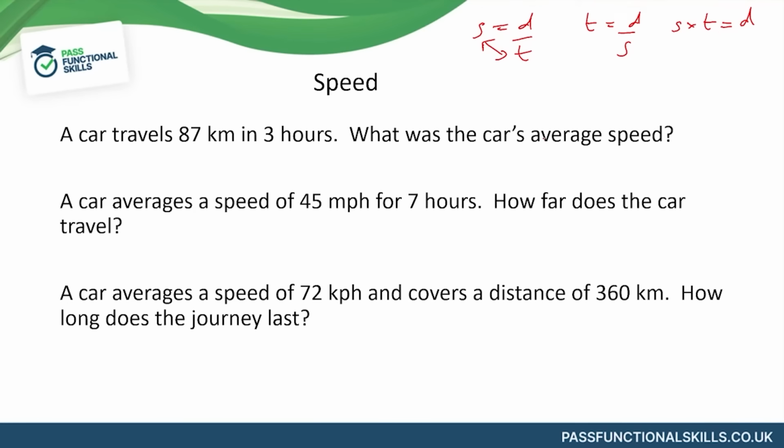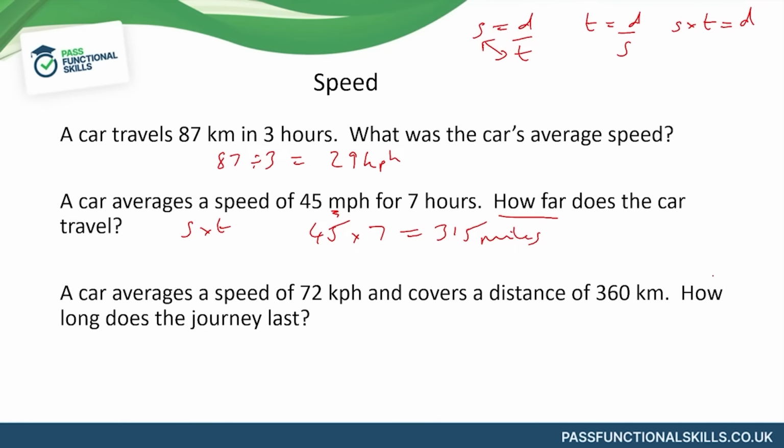Okay, so what's the car's average speed? Well, speed is the distance divided by time. So that's 87 kilometers divided by 3 hours, and 87 divided by 3 is 29. Now, since the distance is in kilometers and the time is in hours, then this is kilometers per hour. The next one, we want to know how far, so the distance, so that is speed times by the time. So that's going to be 45 multiplied by 7, and 45 times 7 is 315, and since the speed is in miles per hour, then this is 315 miles.